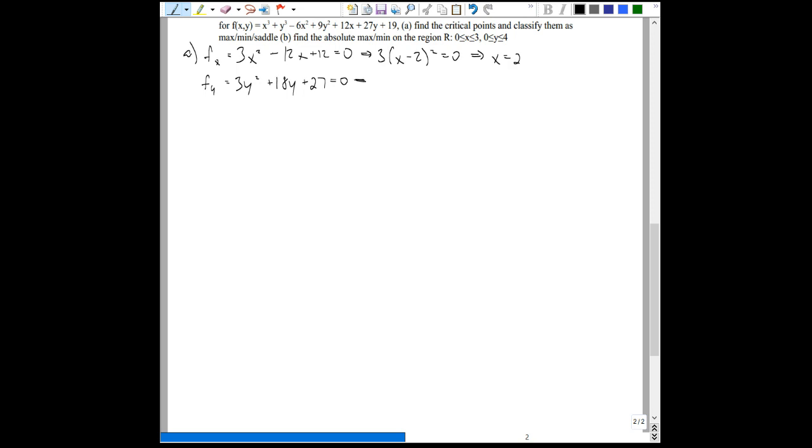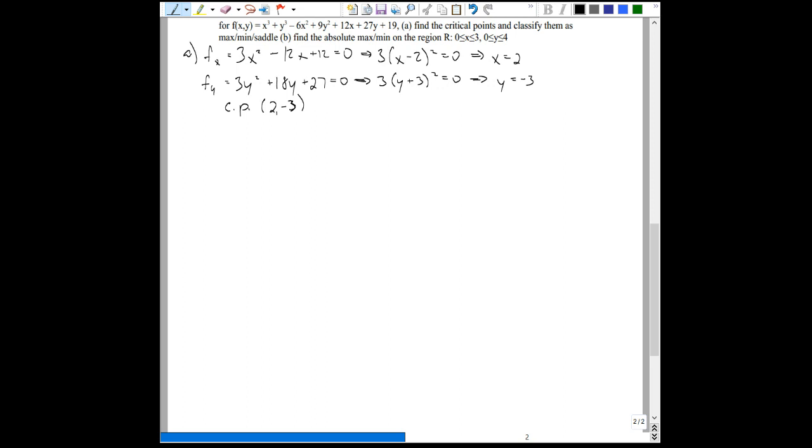And then solving the second equation, once again you could factor out a 3, and then the rest will factor as (y plus 3) squared. Since that all is equal to 0, you solve that and get y equals negative 3. So this gives us our critical point of (2, negative 3).